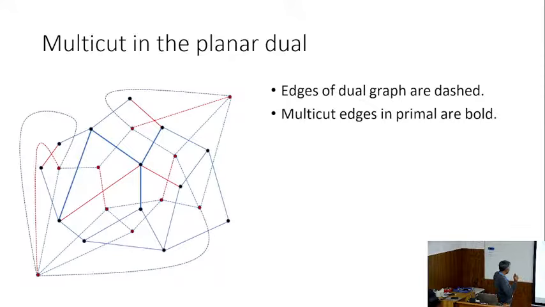One thing that I missed out, these two red vertices are identified. They are the same vertex. This is the infinite face. I just could not draw the mesh, so I just split it out.